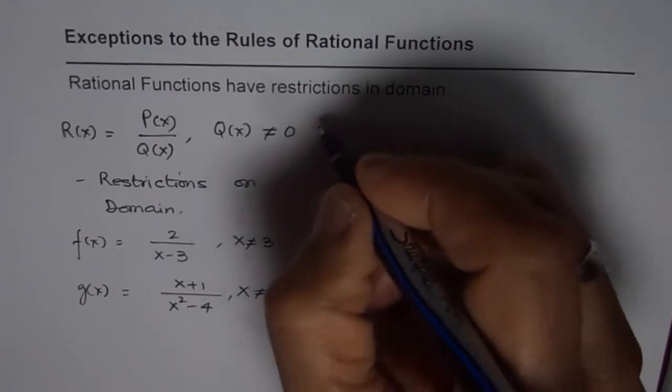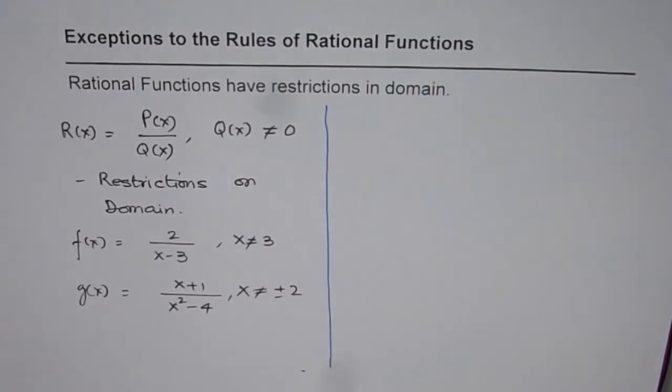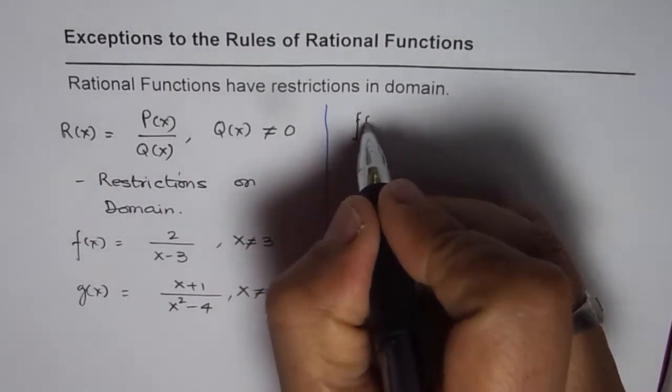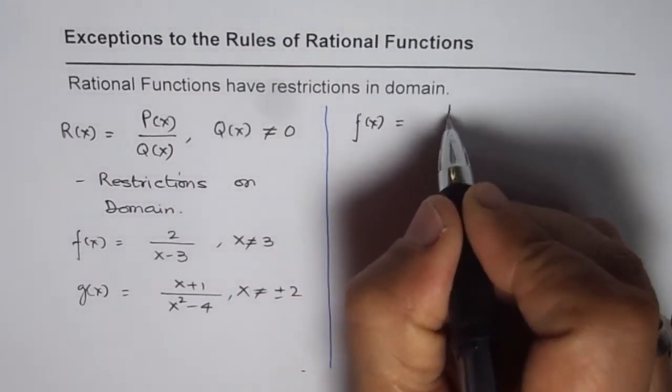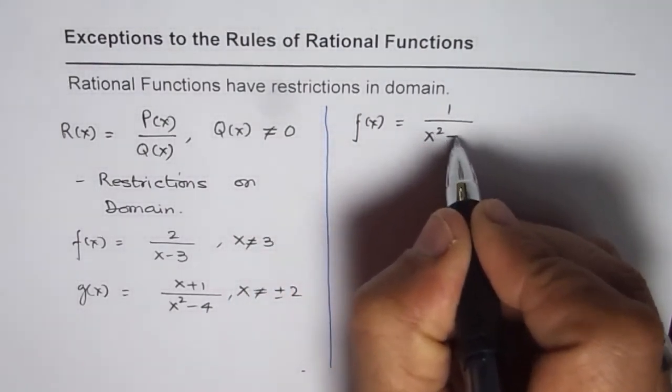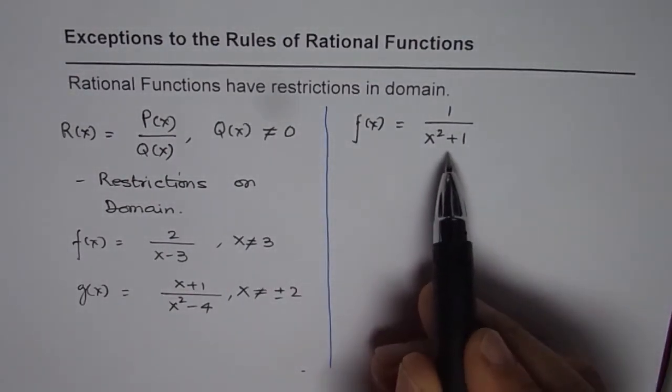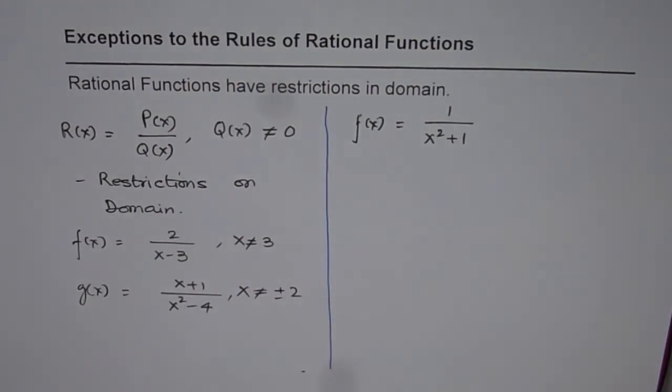Well, generally, most rational functions have restrictions like this. But there are many exceptions to this rule. How about this function: f of x equals 1 over x squared plus 1. It is never 0 in the denominator. x squared plus 1 is always positive, right? So that is an exception to the rule.